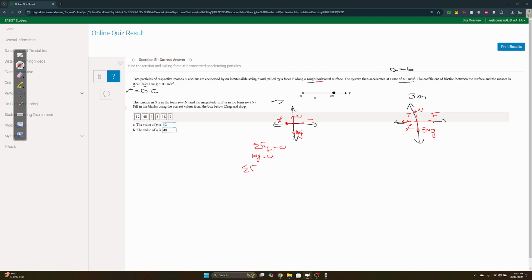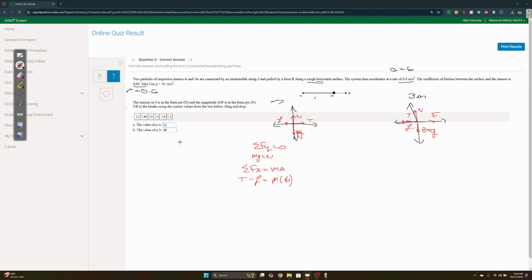Then sigma Fx equals ma. So tension is accelerating to the right, obviously. So tension minus friction is equal to the mass times acceleration, which is 6. Okay. We can actually find friction because they're first asking for the tension, right?